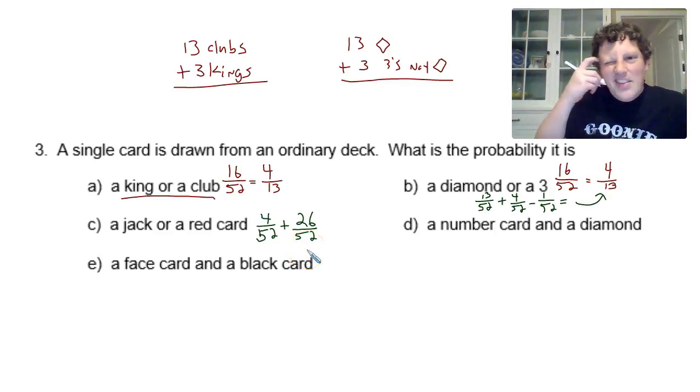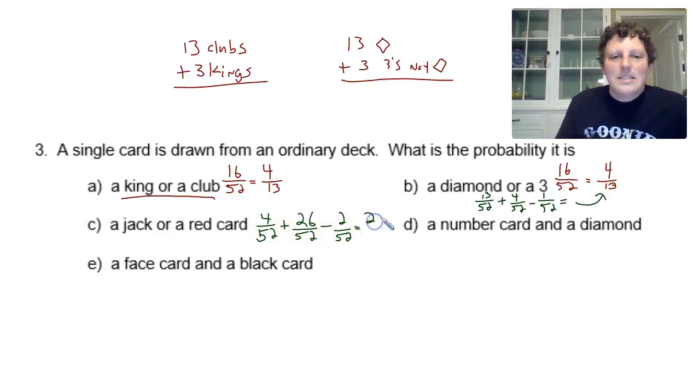We have to now subtract out the overlap. How many cards in the deck are both jacks and red? Well, there is a jack of diamonds and there is a jack of hearts. So there's 2 that we counted as a jack, and we also counted as a red card, so we need to subtract them out. So that's going to be 30 minus 2 is 28 over 52. 28 over 52 reduces to 7 over 13.